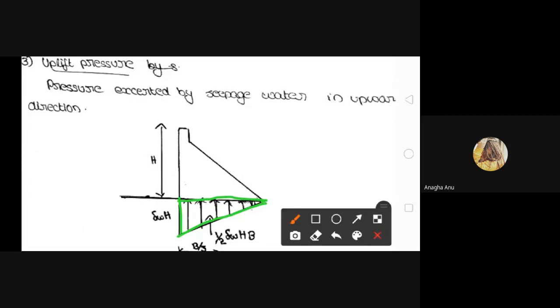How can we determine the uplift force due to this pressure? Just like we found the force of water from water pressure earlier, how will we do it here? Sahala, how can we determine the force? Okay, multiply by the area, correct. So what will be the area of this triangle?